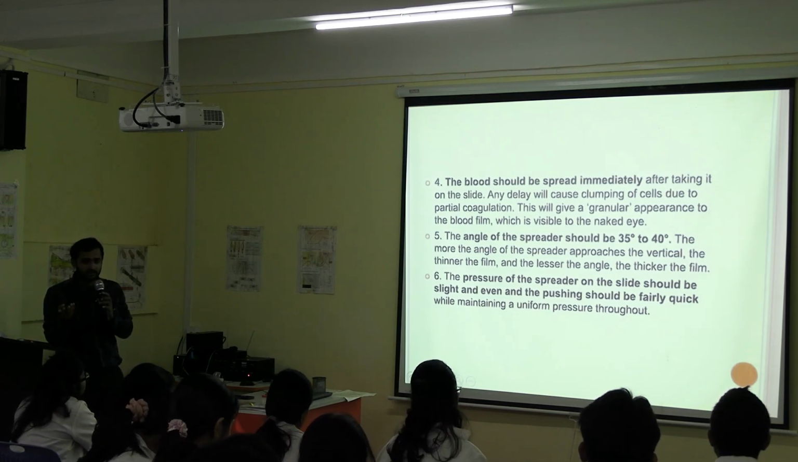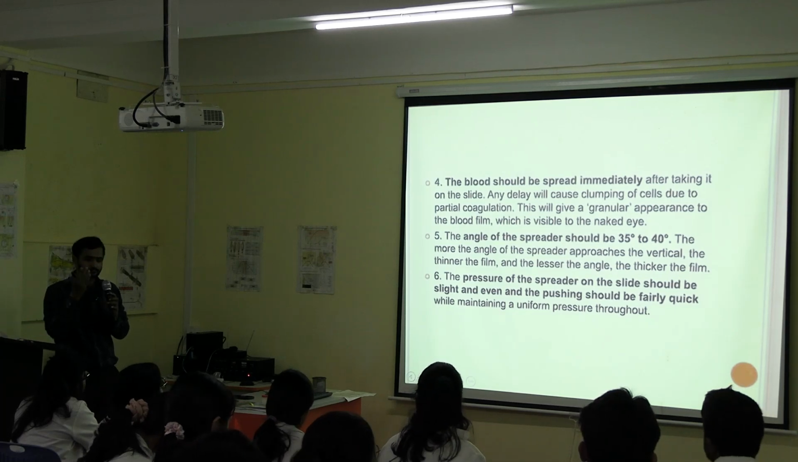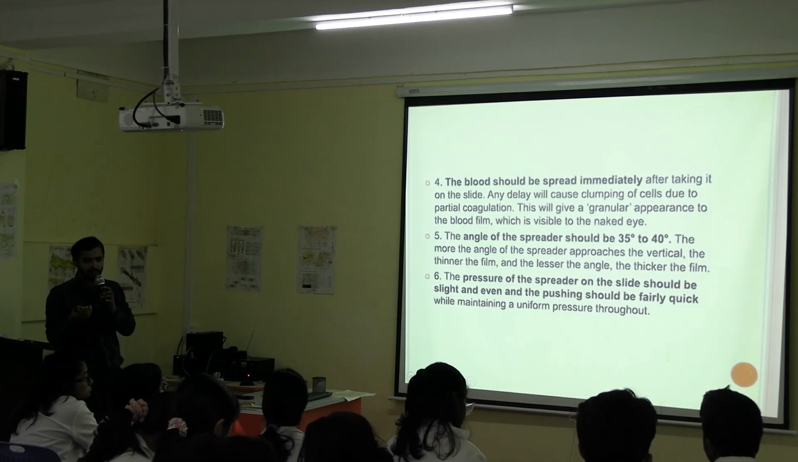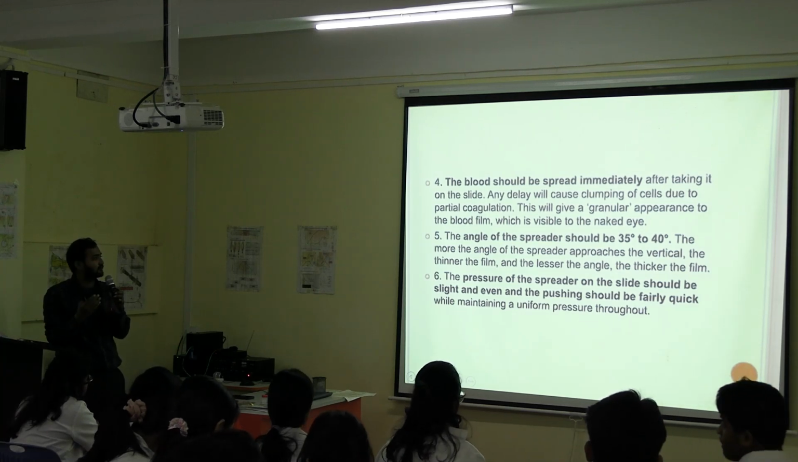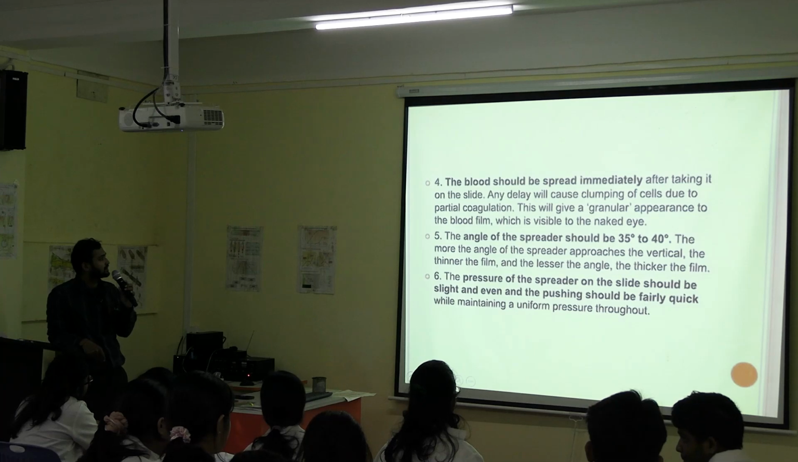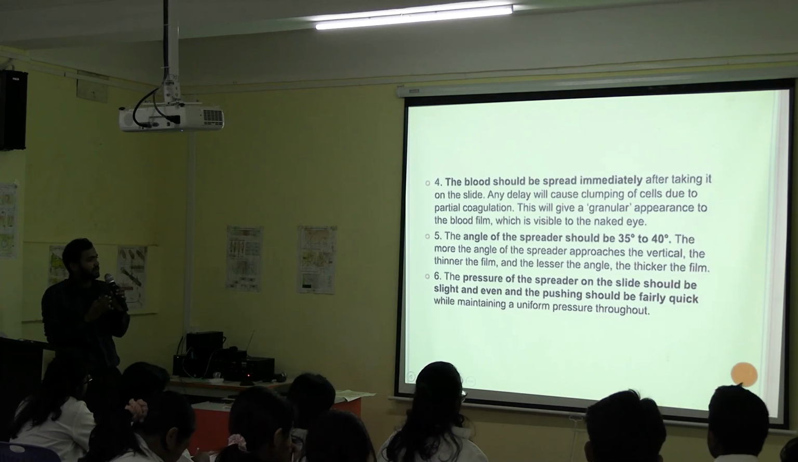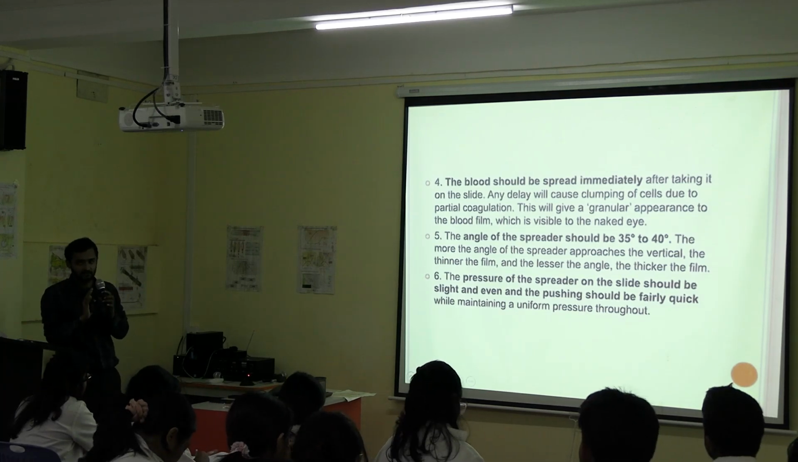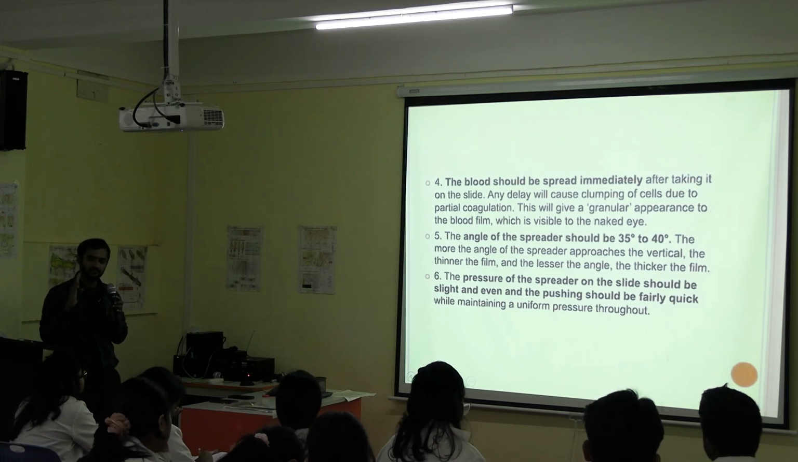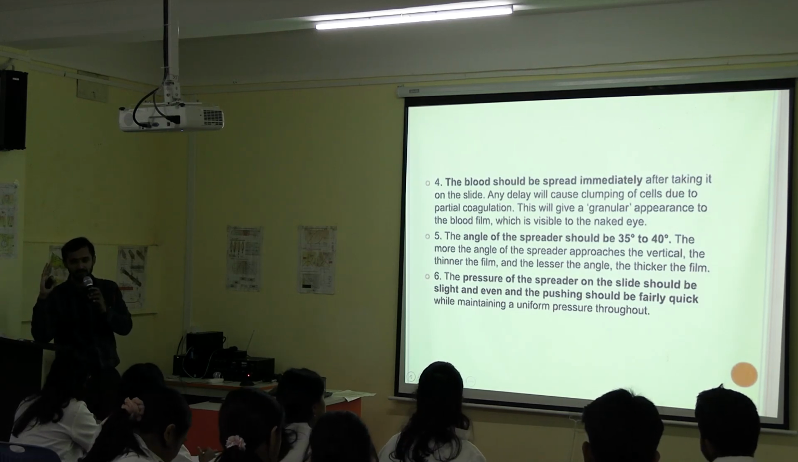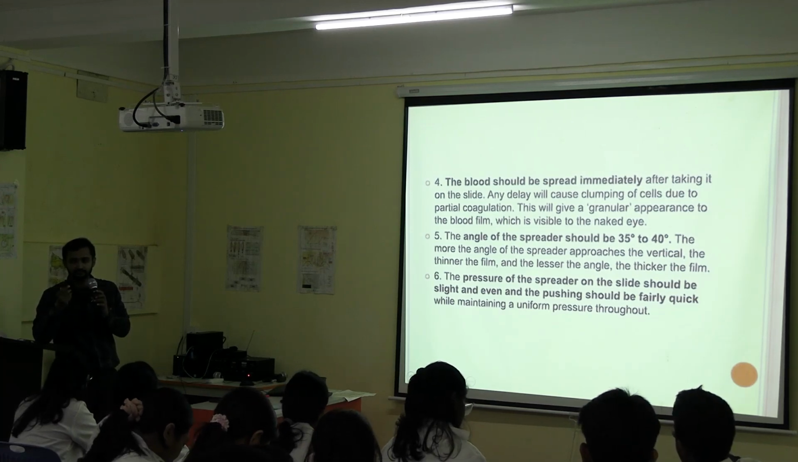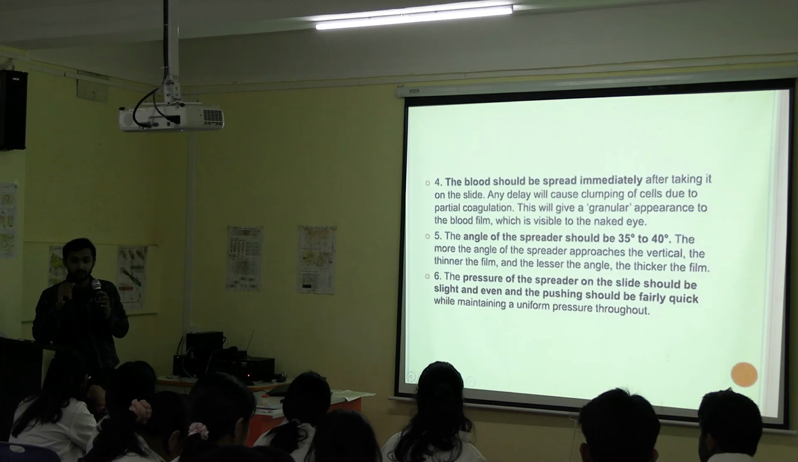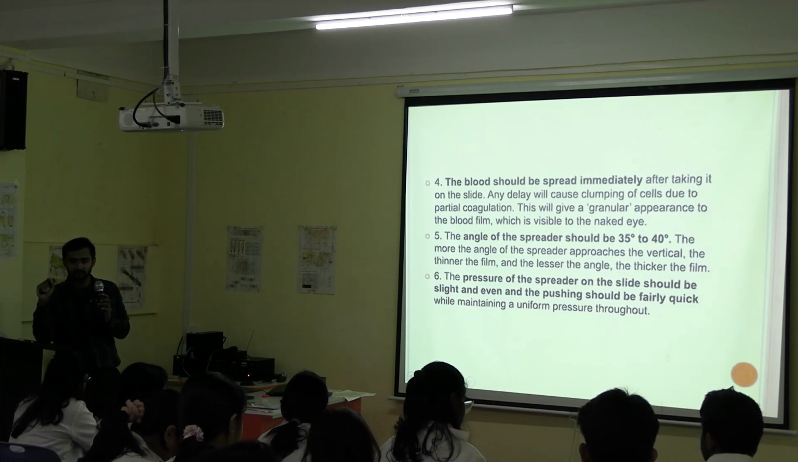Why do you need to make the smear quickly? Because there will be coagulation, and if there is coagulation, the blood will not be spread uniformly, so again you will have errors. The angle should be 35 to 40, at least 45 degrees must be maintained, the angle of the spreader. If this is 90 degrees, how will you know which is the 45? At least halfway. And which part will you be using? The smooth part, the width, not the length of the slide.